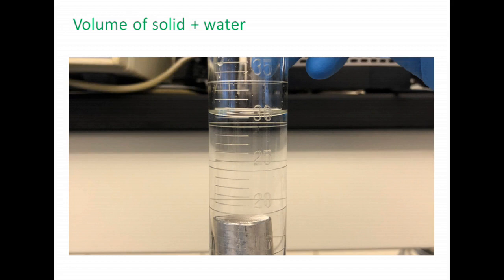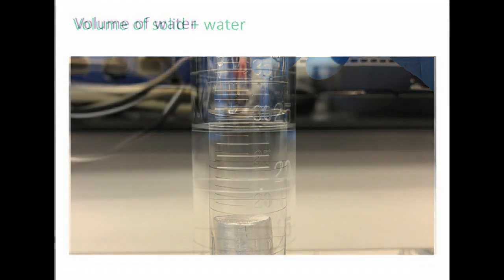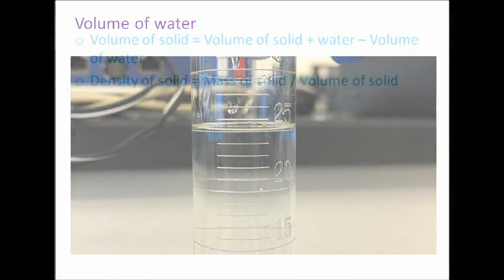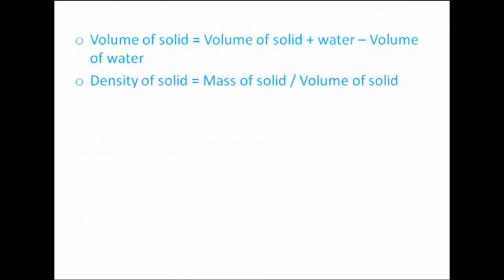Next, record the volume of the solid plus the water in the graduated cylinder. Now record the volume of just the water in the graduated cylinder. For the last two lines, you will calculate the volume and density of the solid. Volume of the solid can be calculated by using the volume of solid plus water and subtracting the volume of just the water. You may pause the video to calculate your answer.